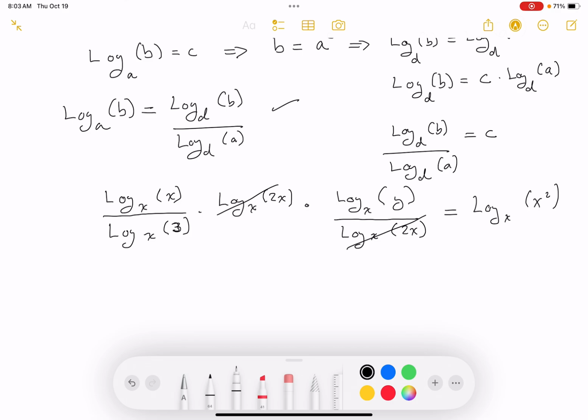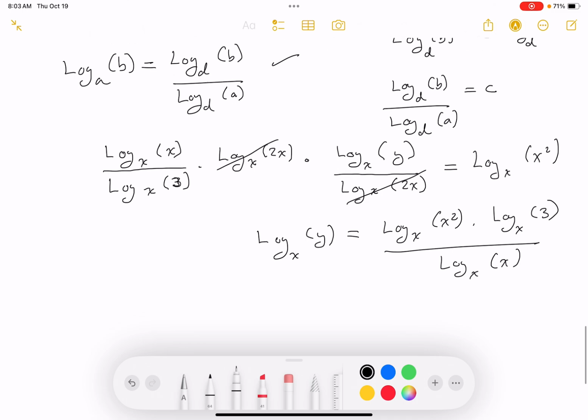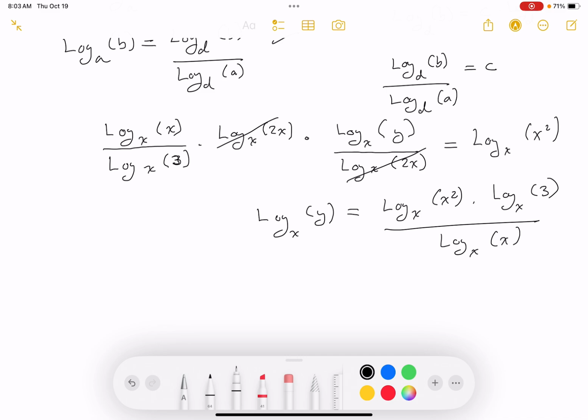I'm going to write log base x of y is equal, by the way, we're trying to find y, is equal to log base x of x squared, times log base x of 3 over log base x of x. All right, we're getting closer. And what I'm going to do is another rule of logs. Let's write this down. So log base x of y. And I can easily do this thing over here.